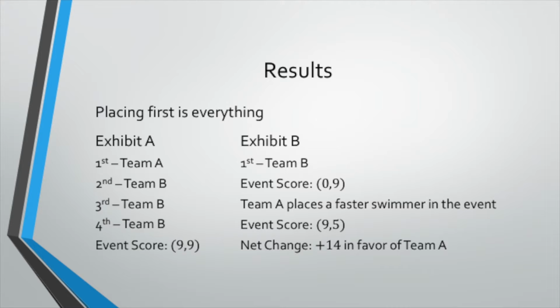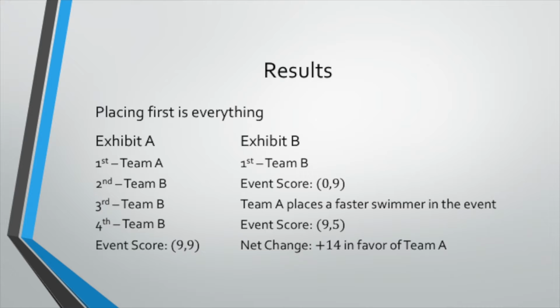From writing and experimenting with this program, I learned a few key things. The first thing is that placing first is everything. Here are two examples of why this is true. First of all, if Team A has one swimmer in an event that was going to win the event, and Team B has three swimmers that will place second, third, and fourth in that event, then the total event score for that event is going to be 9-9.